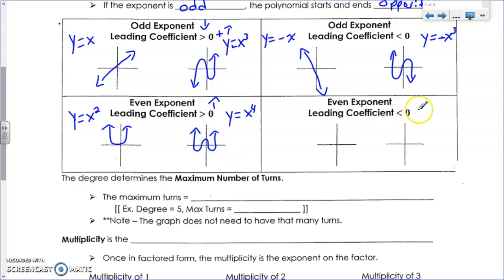Even exponent, leading coefficient less than 0, so that would make it end down. Again, that's like our reflection, so we already know this. Now our leading coefficient is negative, so instead of this parabola opening up, we know it's going to go down. So they're going to end the same, and it's going to be down. Same thing for the 4th root.